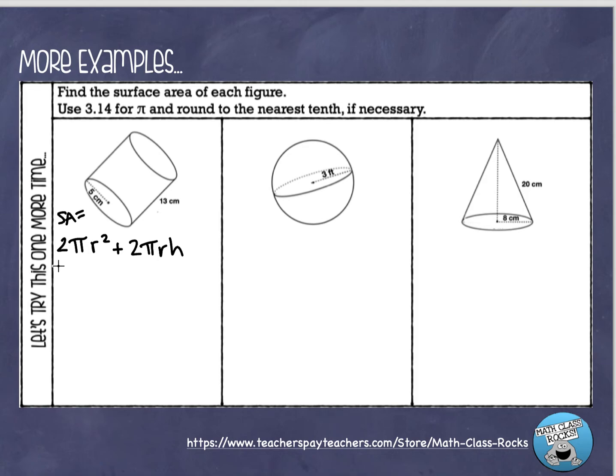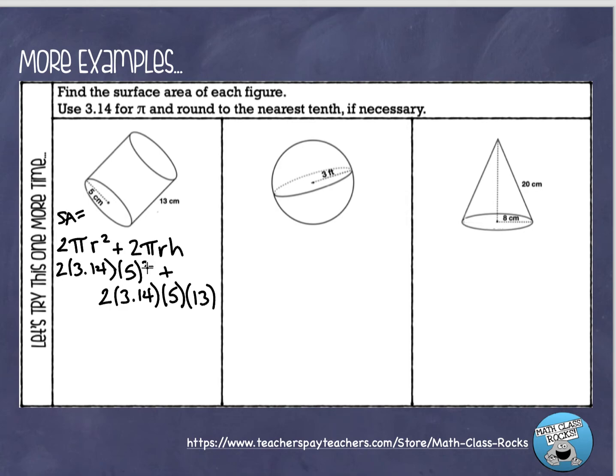All right, here we go. Let's fill them in. So we're going to do 2 times 3.14 times the radius, which is 5 to the second power. That's our first part. And then to that, I'm going to add, I'm going to do it down on this next line here, 2 times 3.14 times the radius, which is still 5, times the height, which is 13.